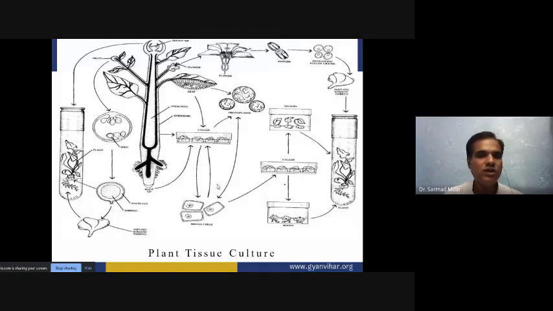How are we doing micropropagation? In the first step, we divide micropropagation into two types.